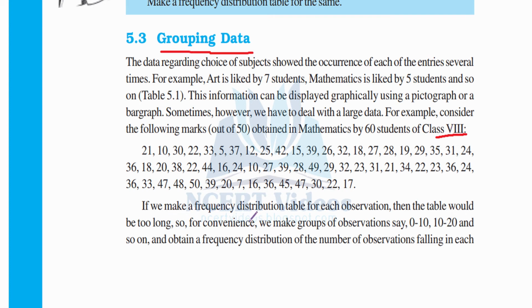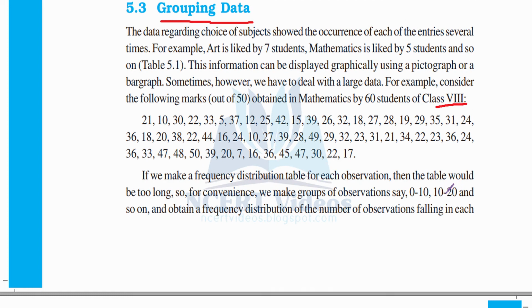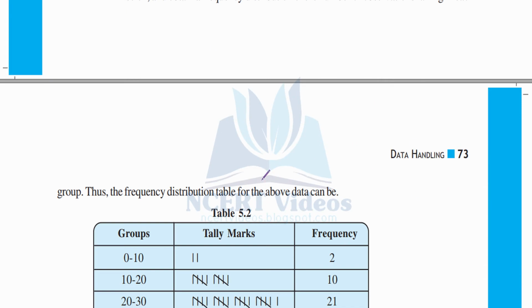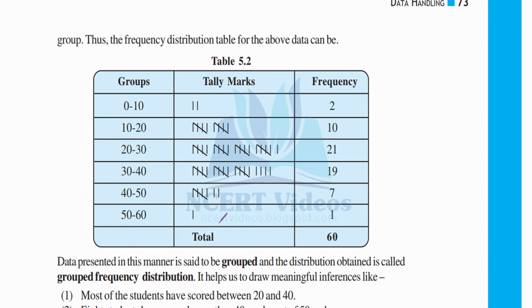Now, if we make a frequency distribution table for each observation, which we indeed can, then the table would be too long. So for convenience, we make groups of observations, say 0 to 10, how many students fall under this category, from 10 to 20, how many students fall under 10 to 20, and so on. Based upon that, we perform tally marks and obtain a frequency distribution of the number of observations falling in each group. Thus, the frequency distribution table for the above data can be like this, and so on. You can do it on your own.